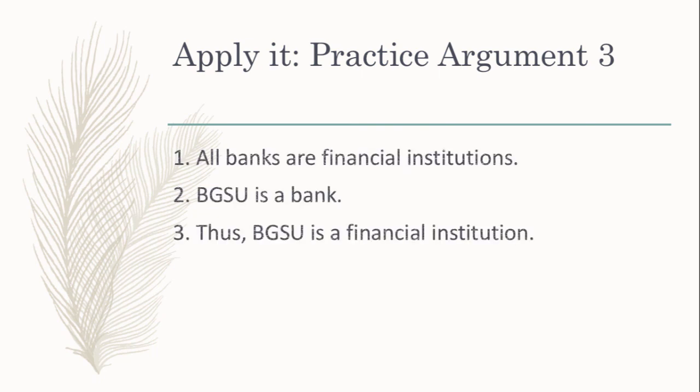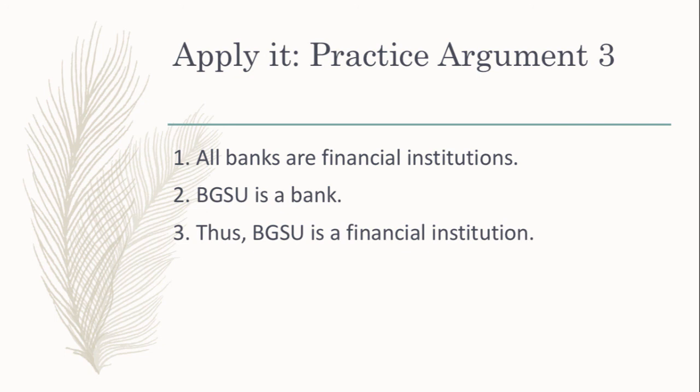Consider this argument. All banks are financial institutions. BGSU is a bank. Thus, BGSU is a financial institution. This argument is clear enough, so let's move on to validity. Have we seen a similar argument that used this same form? All x are y, b is x, therefore b is y.